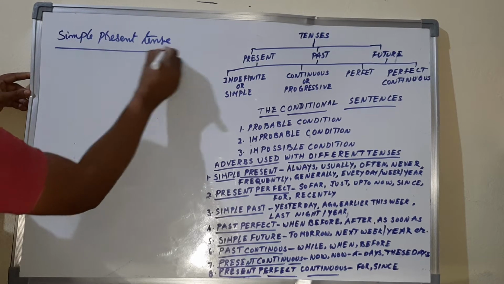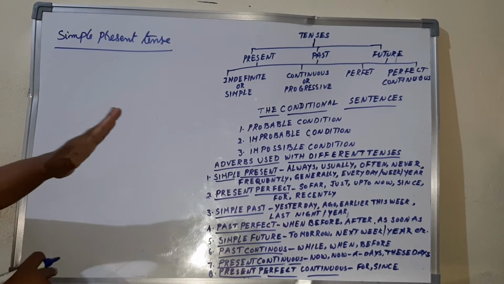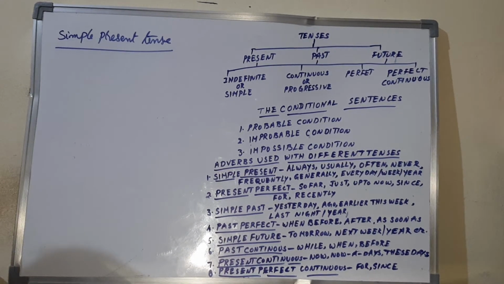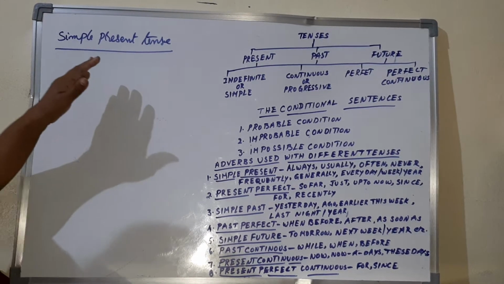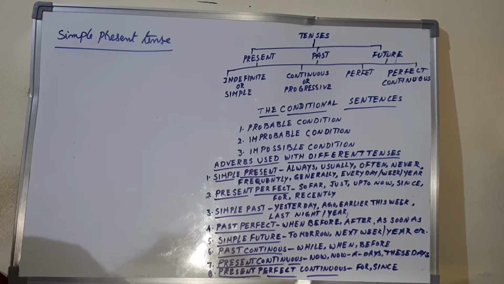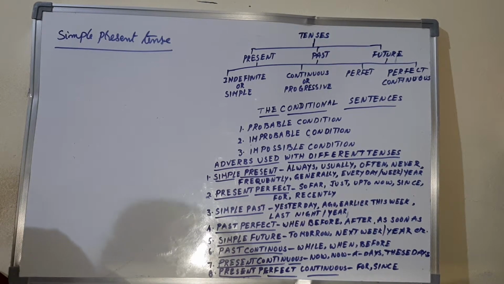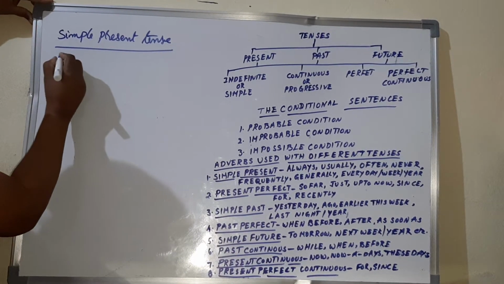Simple present tense. We use it for historical events, for habits, for example, I wake up early in the morning, I brush my teeth, and for universal truths, for example, the sun rises in the east. For this we use the present tense. Usually, what is the structure of the present tense?